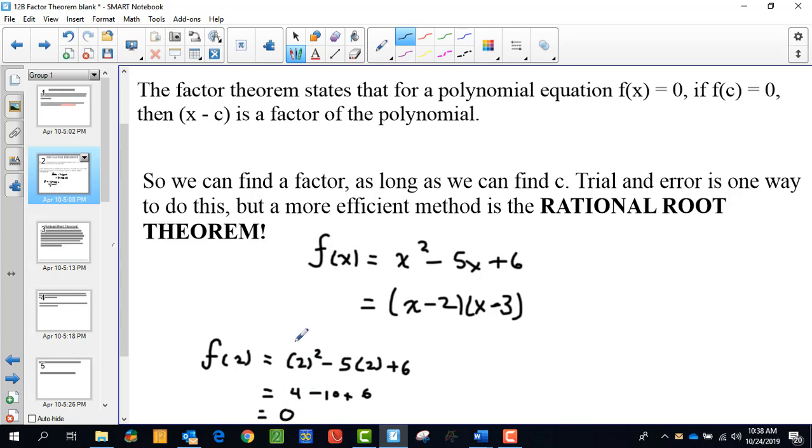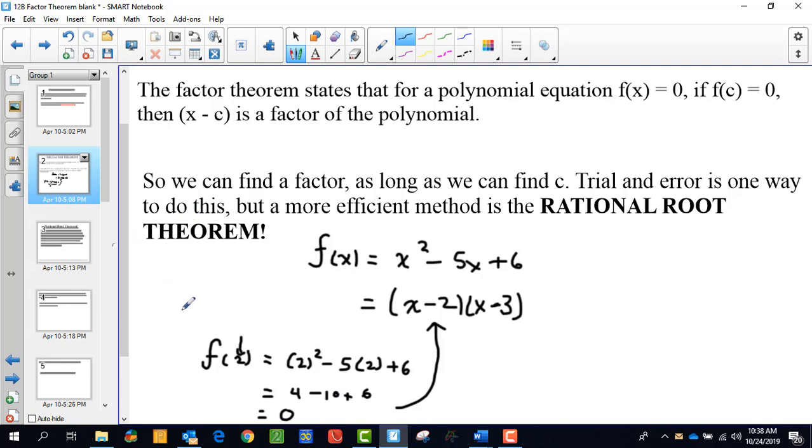So essentially what the factor theorem says is that if you can find a number that when you plug it into the function gives you 0, then x minus that number is a factor. The root is translated into a factor, if that makes sense, and hopefully it does. If you plug 3 in, the same thing happens. You get 9 minus 15 plus 6, and that also gives you 0.